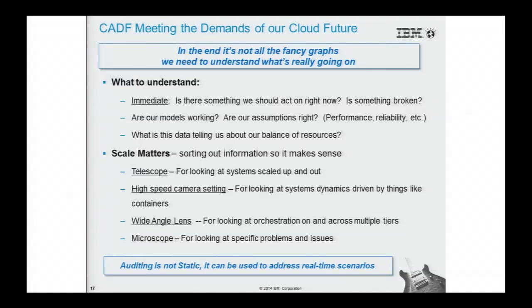As we look at all the different things we need to do in our space, from being the telescope, high speed camera setting, the wide angle lens, the microscope, we have all these different views we need, and we need to build this up. As we start to impose CADF on people, they realize they're missing data. They realize they weren't disciplined in generating the event in the first place. So point number one I want to make is, CADF as a standard is a great discipline, even if you don't follow the standard. If you just read this and think about, did I answer all these questions? I don't care what format it is, you've done a really good thing right there.